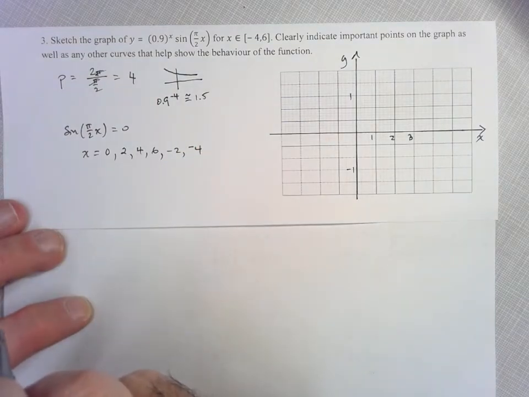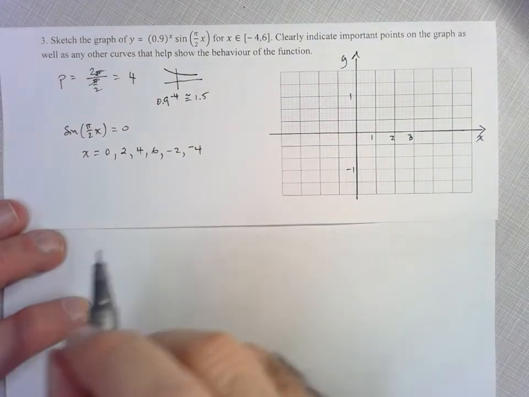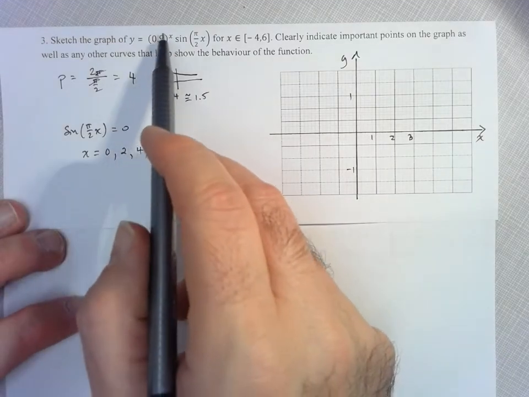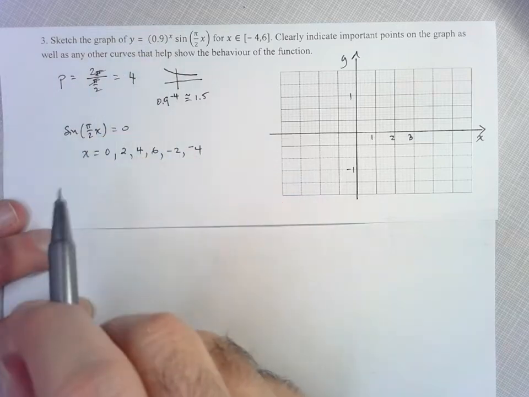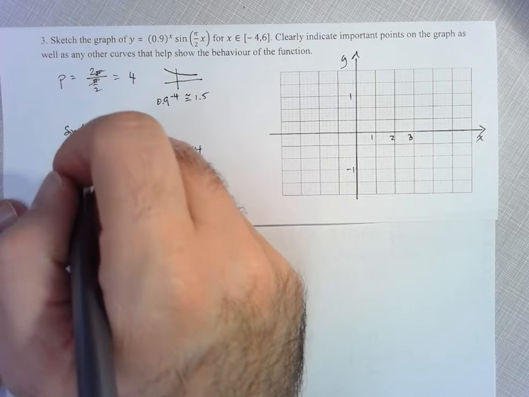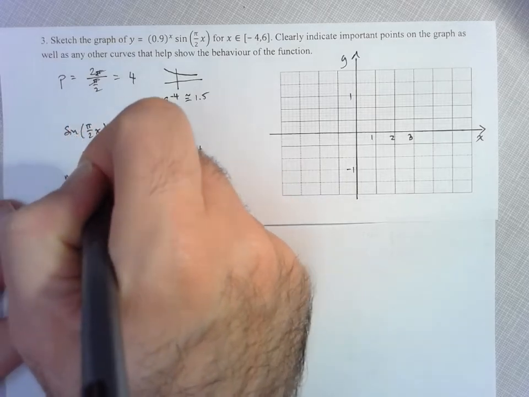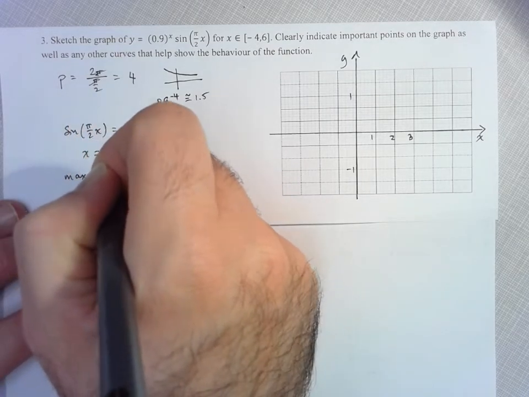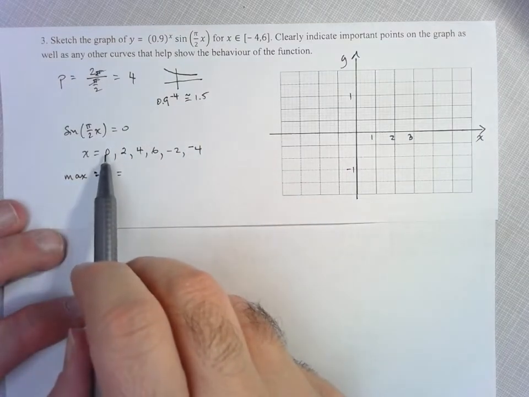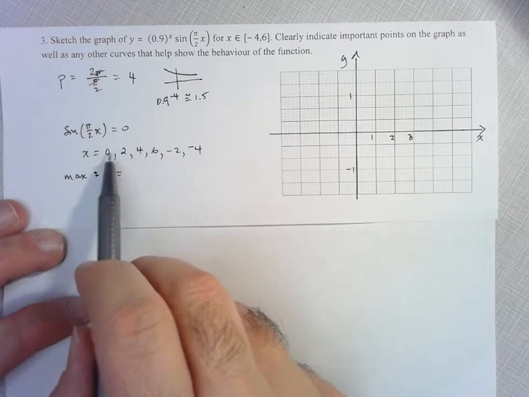Okay. Now the other important points that are going to help me draw this function is when is it going to be equal to 0.9 to the x, and that's going to be when sine of pi over 2 x is at its maximum. Okay, so it's going to be at the maximum value when x is equal to, well, if it starts at the middle, it's going to be at its maximum, okay, midway through this here.